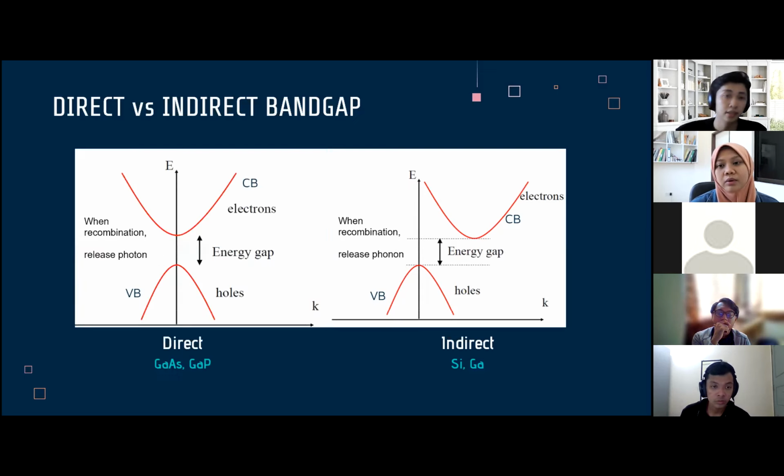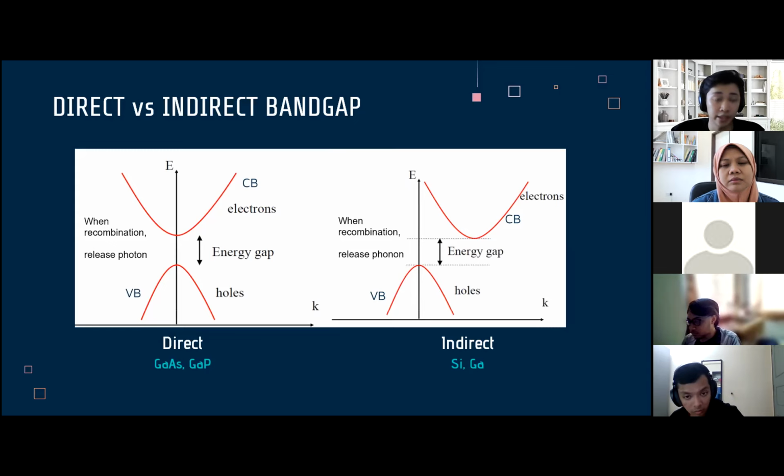But in LED, the material used is a compound semiconductor material, for example, gallium arsenide and gallium phosphide, which have a direct band gap. And when recombination happens, it will release photons, which means it will release light.